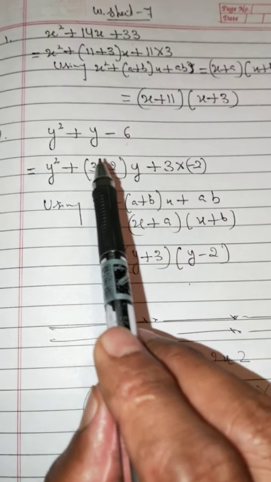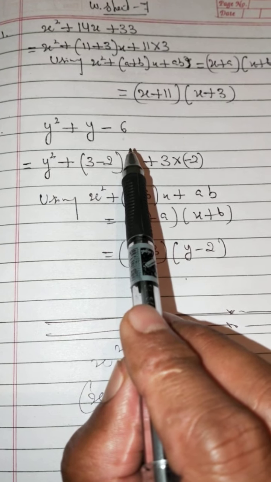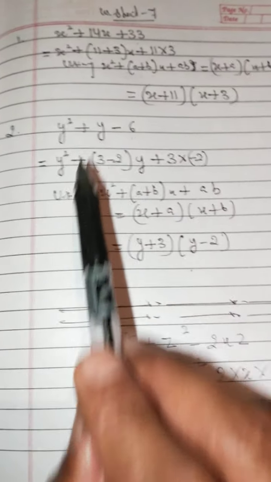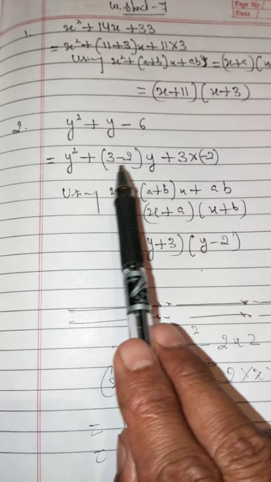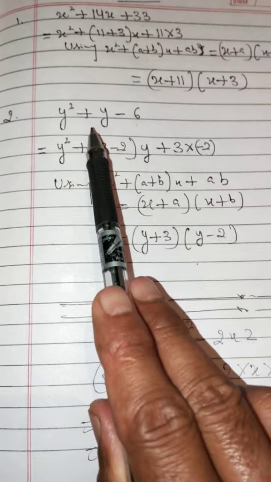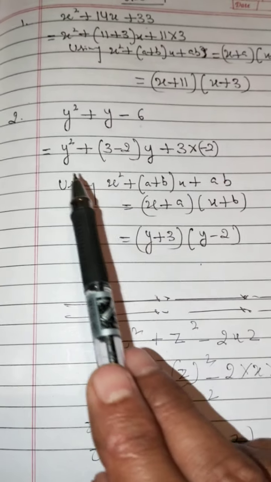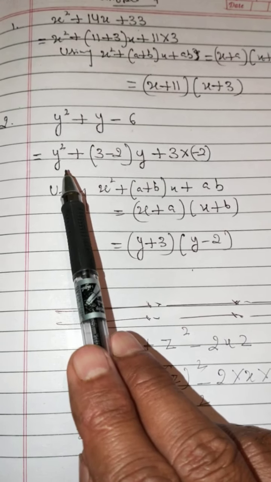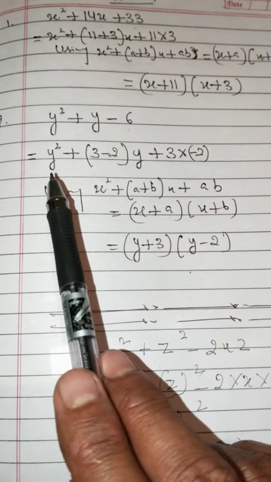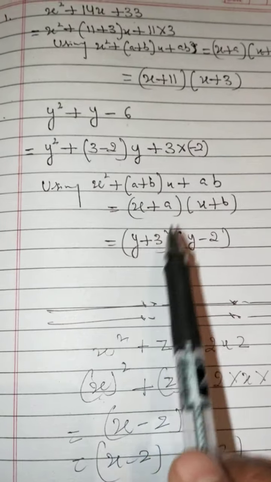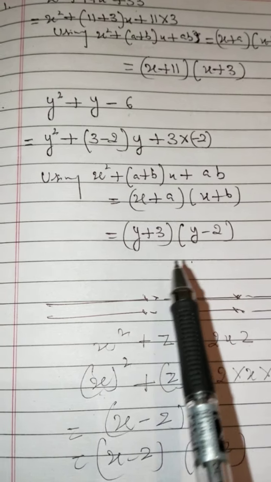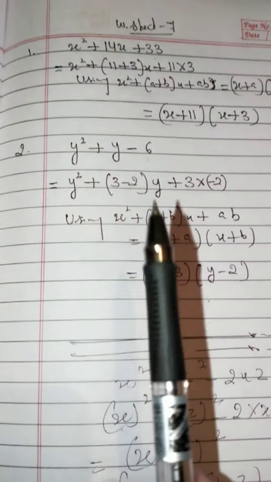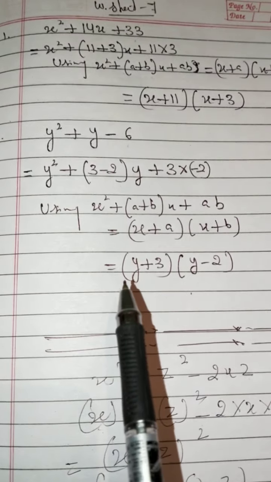So it means that of the two numbers, the greater number will be positive and the smaller number will be negative. They are 3 and minus 2. 3 minus 2 is 1, 3 into minus 2 is minus 6. So y square plus (3 minus 2)y minus 6, this is equal to (y plus 3) into (y minus 2). So in this way we can factorize the following sums using identities.